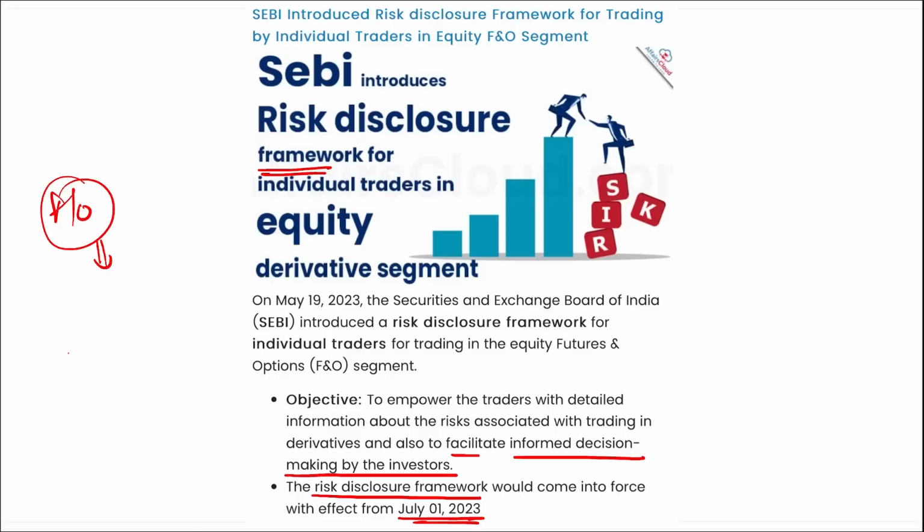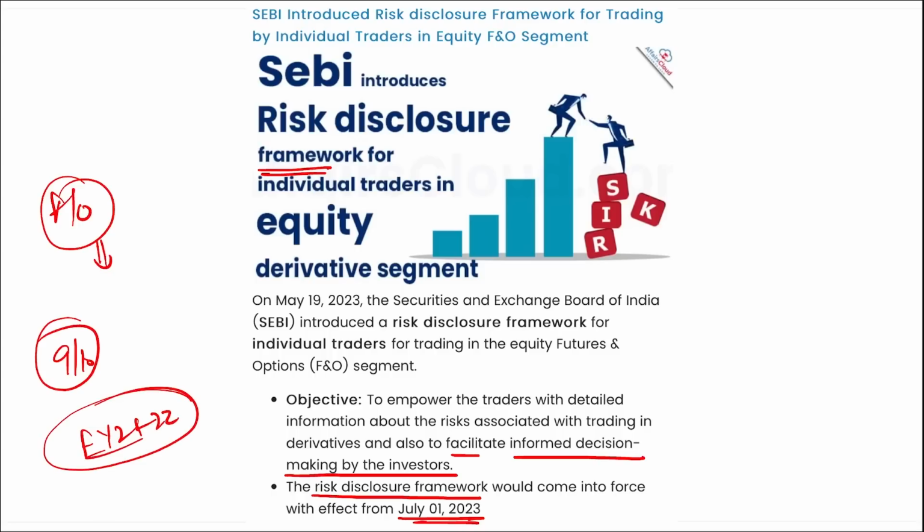These risk disclosures need to be displayed prominently, covering at least 50% of the screen. Correct? 9 out of 10 individual traders in the equity futures and options segment incurred a net loss in financial year 21-22. As I just mentioned, futures and options is considered one of the riskiest segments, and when you learn it, the profits can also be very high. But when you enter this market, the losses you incur are also very high. You will be losing a lot of money.